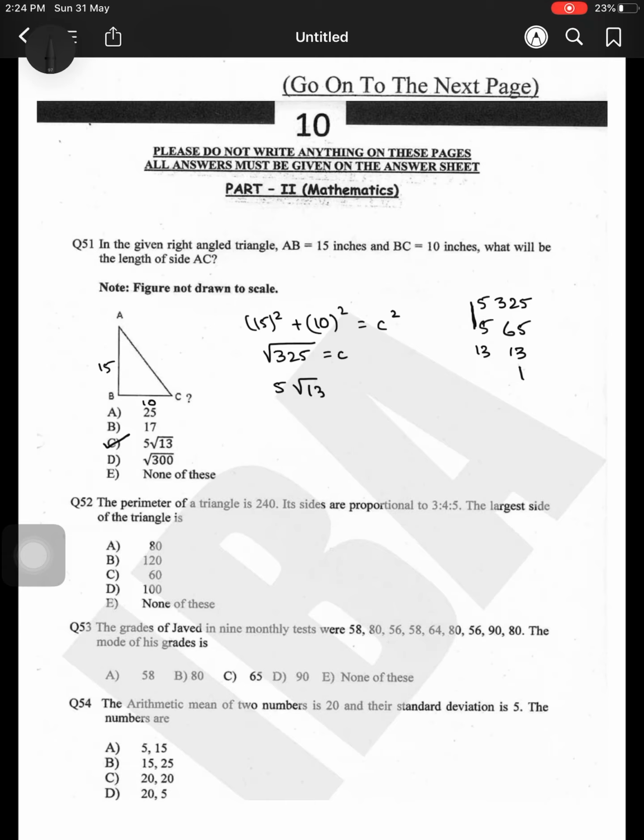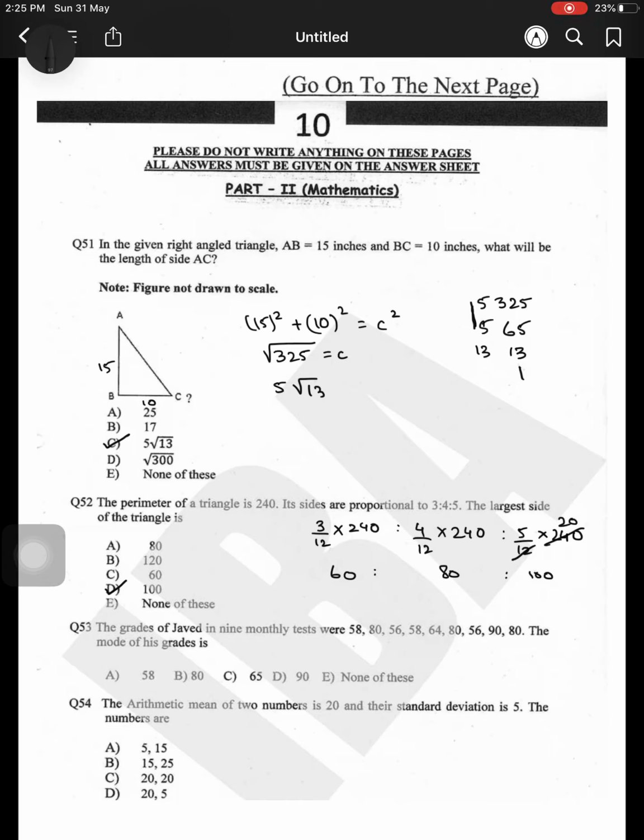In this next question, we're gonna add 3 plus 4 plus 5, which is 12. So 3 upon 12 multiplied by 240, 4 upon 12 multiplied by 240, 5 upon 12 multiplied by 240. 12 20s are 240, which is 100. This would be 80. This would be 60. So the largest number is 100, so it's going to be D.